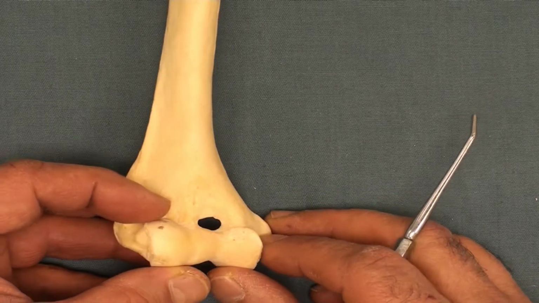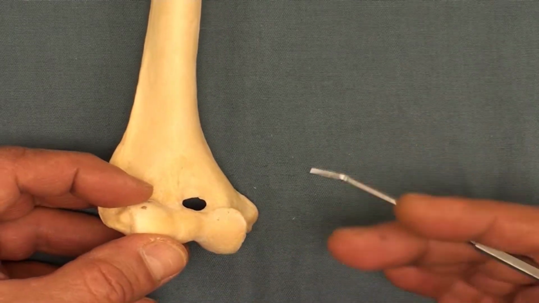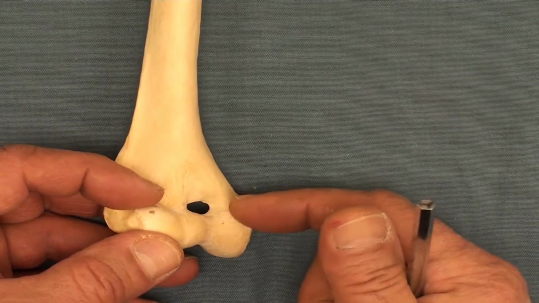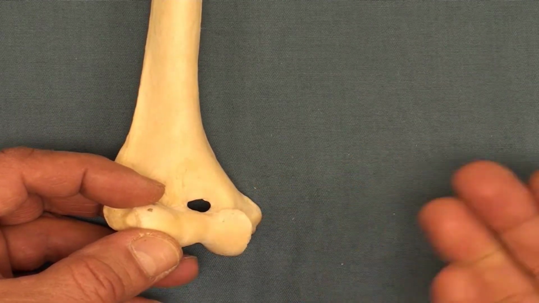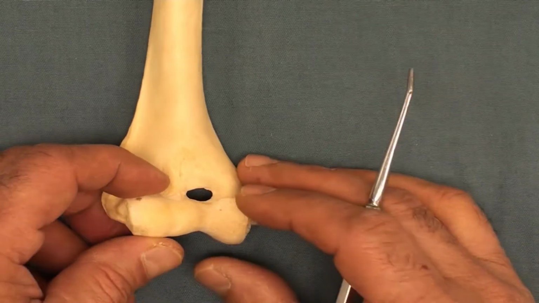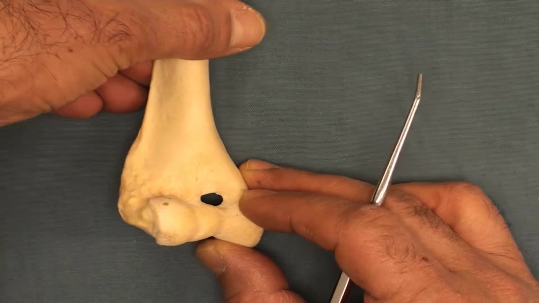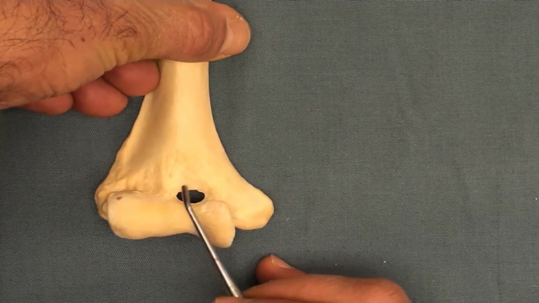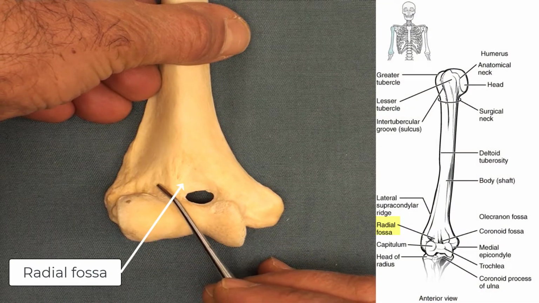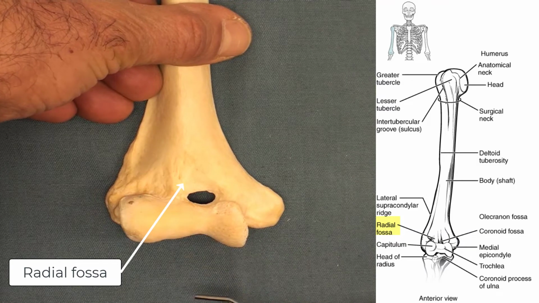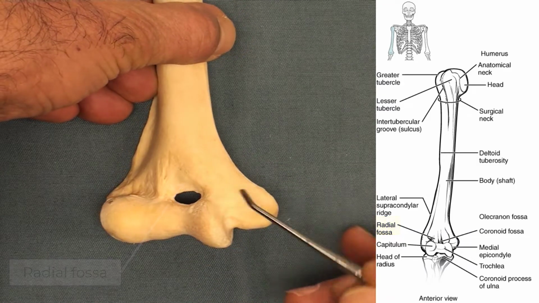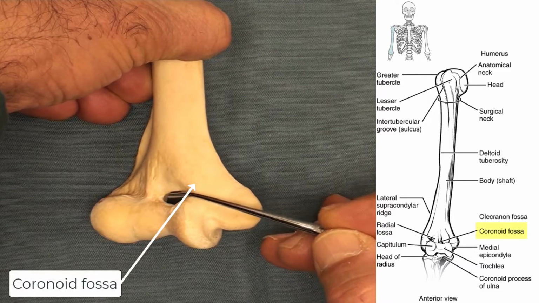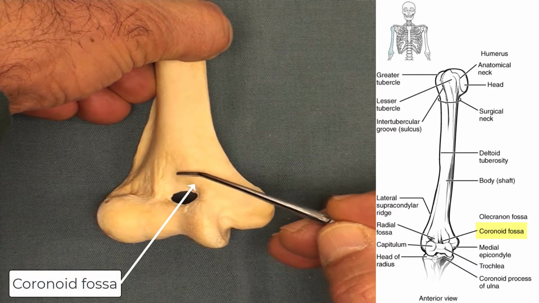Okay, so the last points that I want to mention about the distal end are three impressions, or fossae, associated with some bony landmarks here. So let's go with them. Above the capitulum, right here, we have an impression known as the radial fossa. Above the trochlea, right there, we have an impression known as the coronoid fossa.